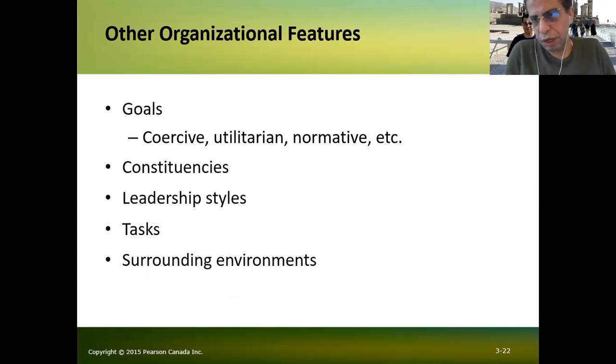So there are other organizational features, like the goals, and what happens with the information system. There are coercive, utilitarian, or normative organizations, and sometimes if you implement the right application, that can minimize these types of organization; coercive organizations are mostly established by the government or nonprofit organizations. There is what you call leadership style, and there is task orientation, and there is what you call the surrounding environment of the organization, and features like that.